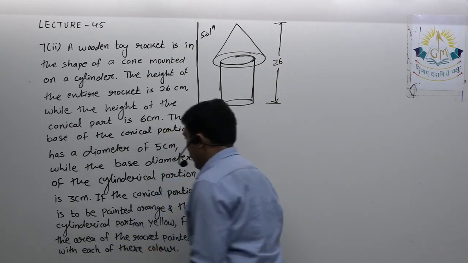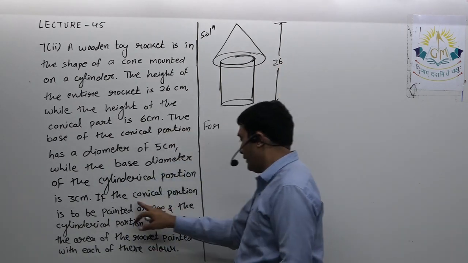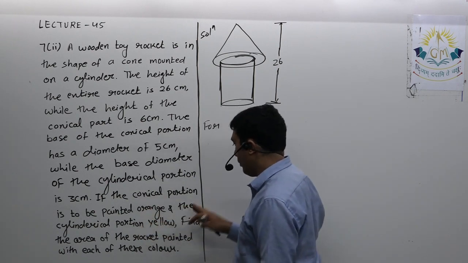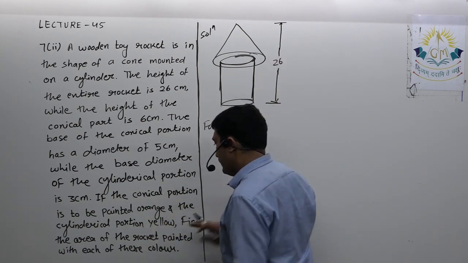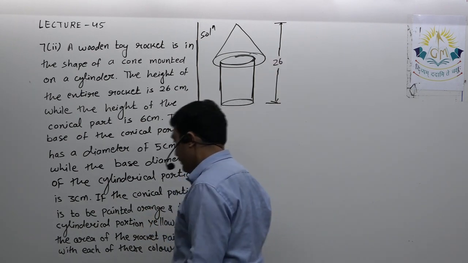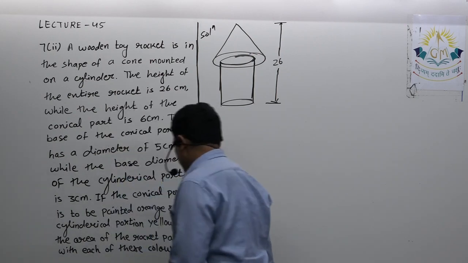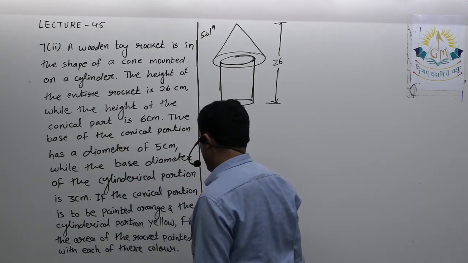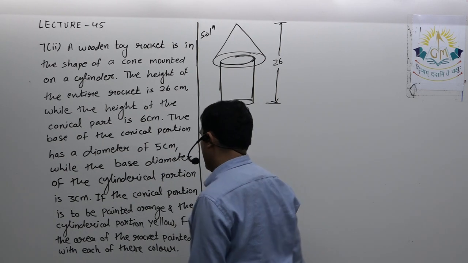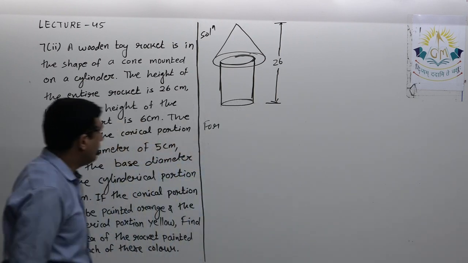Okay, now what we have to find: the conical portion is to be painted orange color and the cylindrical portion is to be painted yellow color. So what we have to find? Find the area of the rocket painted with each of these colors. That means for both we have to find.